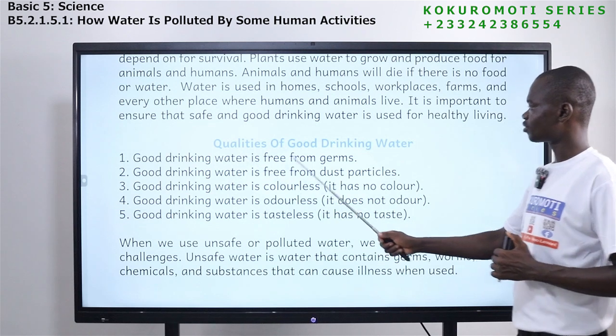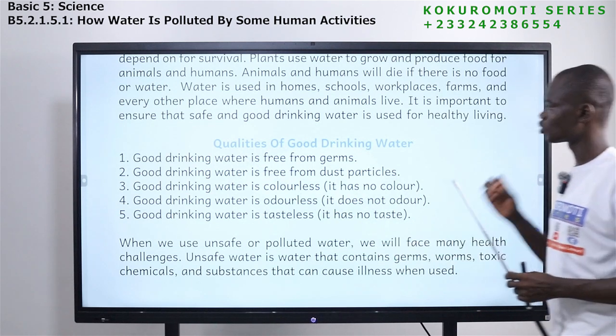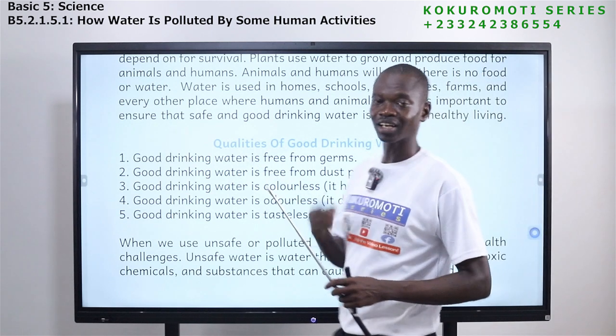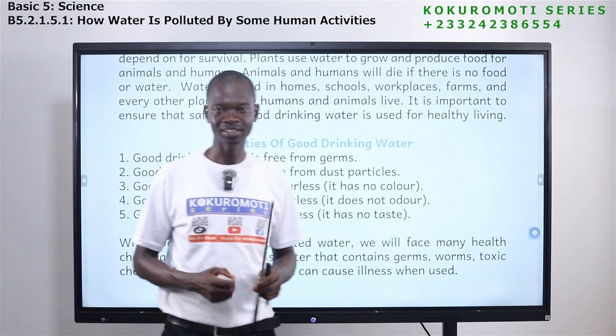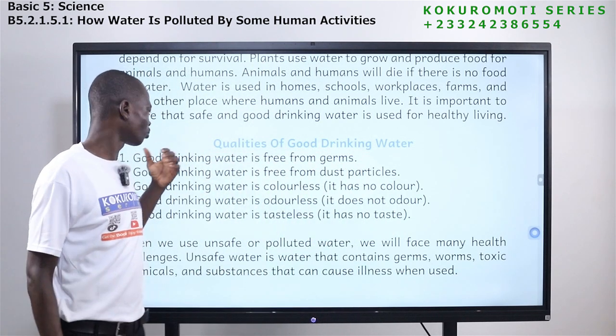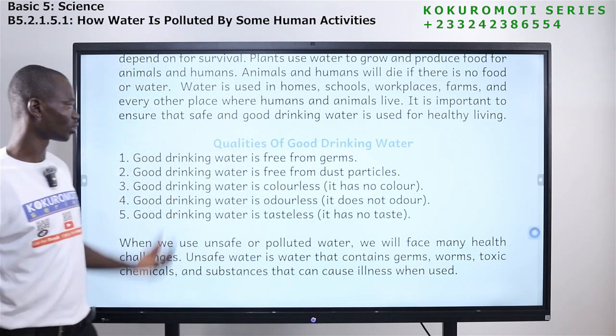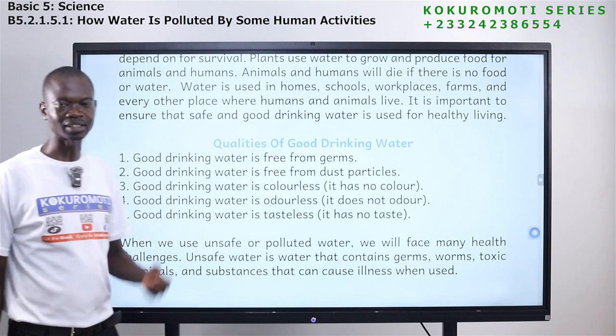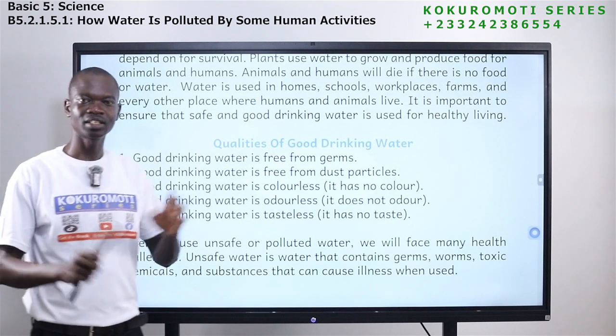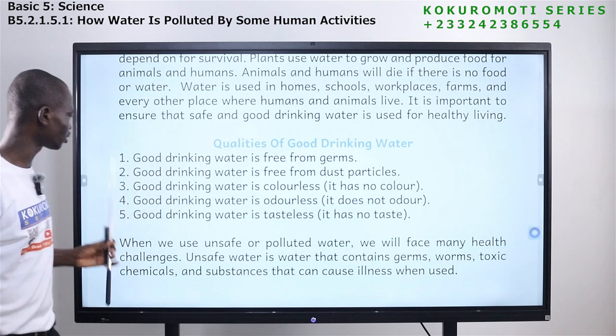Good drinking water is free from germs. So germs are organisms that we cannot see with our eyes. But potable water or good drinking water must be free from what? Germs. It shouldn't contain any germs. So that is number one.